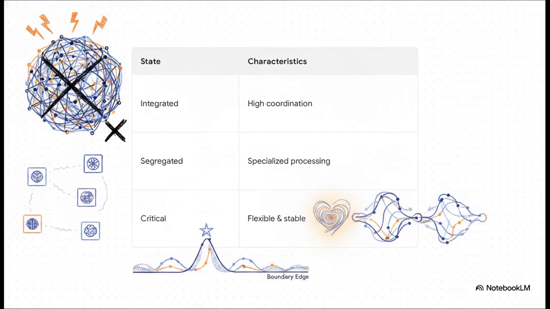Then you have a segregated state which is great for specialized processing but terrible for global communication across the brain. And then you have the critical state. This is the absolute sweet spot. It's flexible, yet it's stable. Most neuroscientists now believe that healthy, everyday waking consciousness happens right here, perfectly balanced on the edge of this critical boundary.